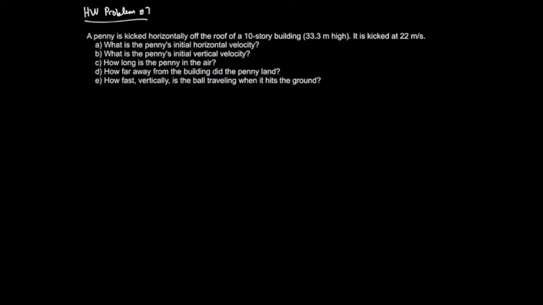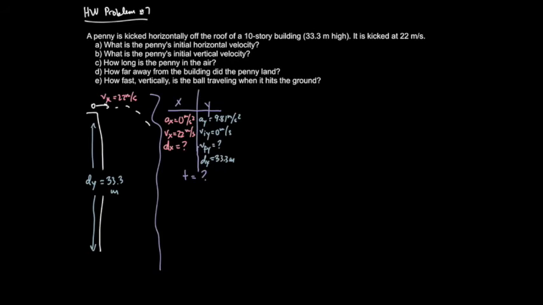Alright, next I'm going to use some homework problems as an example. If you have that 2D kinematics homework, you can take a look at number 7 to see an example of a horizontal projectile. Here we have a penny kicked horizontally off the roof of a 10-story building 33.3 meters high. It is kicked at a speed of 22 meters per second.